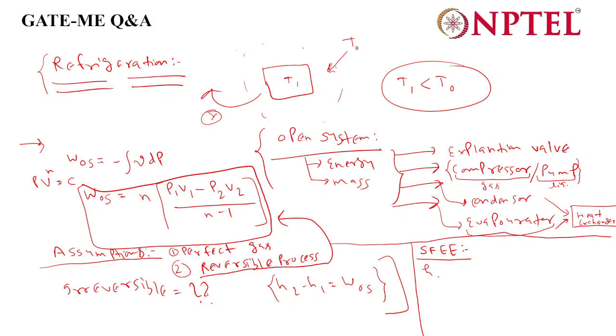h1 plus V1 square divided by 2, velocity, plus Z1, plus dq divided by dm, or just q. First I will define the system. Let's suppose Q heat we are going to give to the system and W work we are going to get. Q is the energy inlet to the system and W the energy outlet. Both would be equal.